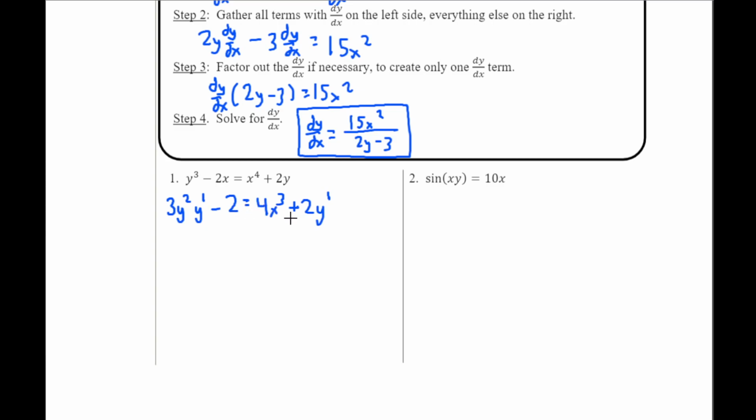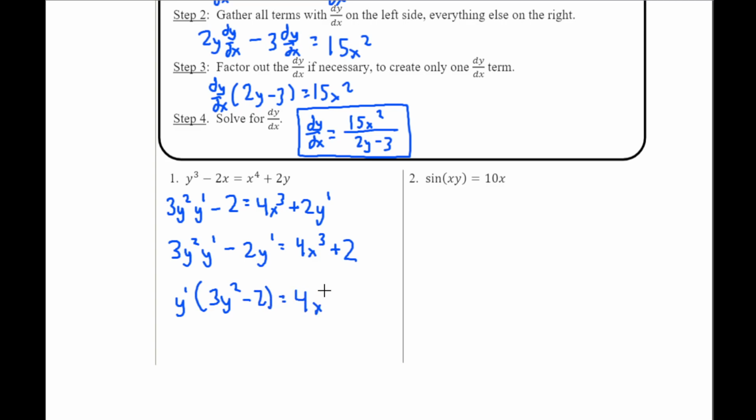So now we're going to get all the dy dx's, or the y primes, on one side. Let's do the left. So leave the 3y squared y prime minus the 2y prime over, equals 4x cubed. And we're bringing the 2 over. Now we can factor out the y prime. Y prime times 3y squared minus 2 equals 4x cubed plus 2. So y prime is equal to 4x cubed plus 2 all over 3y squared minus 2.